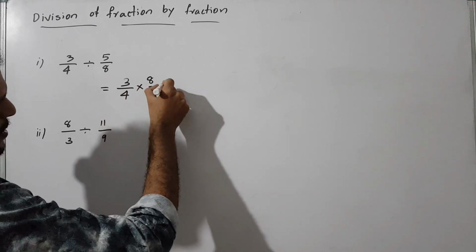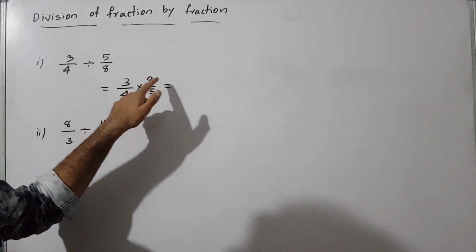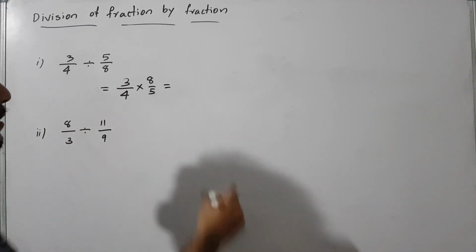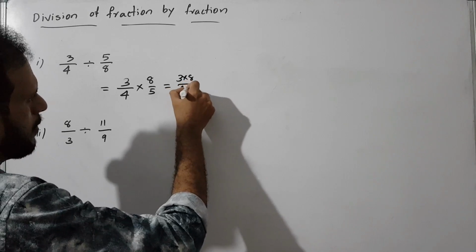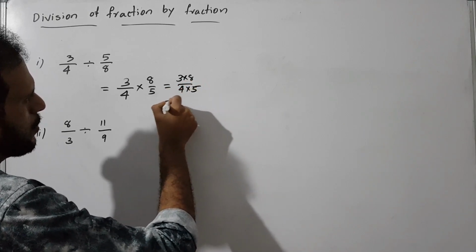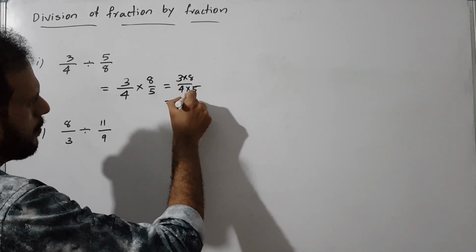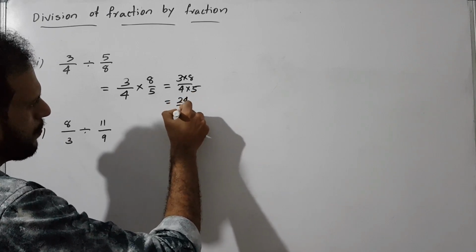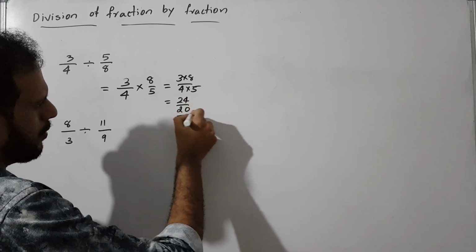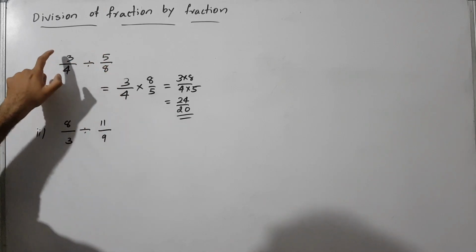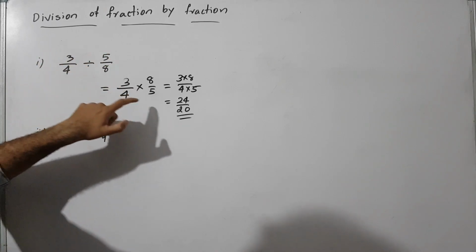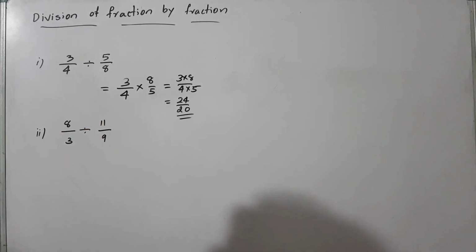We multiply the numerator and multiply the denominator. 3 into 8 by 4 into 5, correct? Then it is equal to 3 into 8, 24 by 20. So here, what is the answer of 3/4 divided by 5/8? 3/4 divided by 5/8 is equal to 24/20.